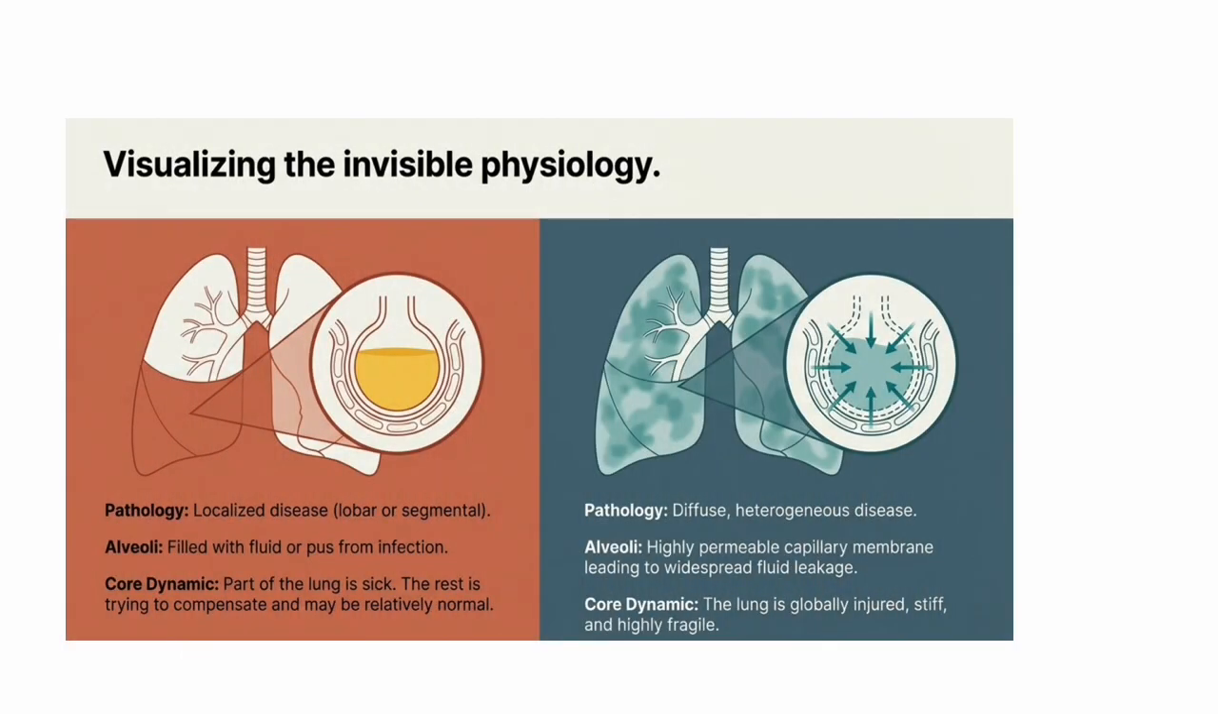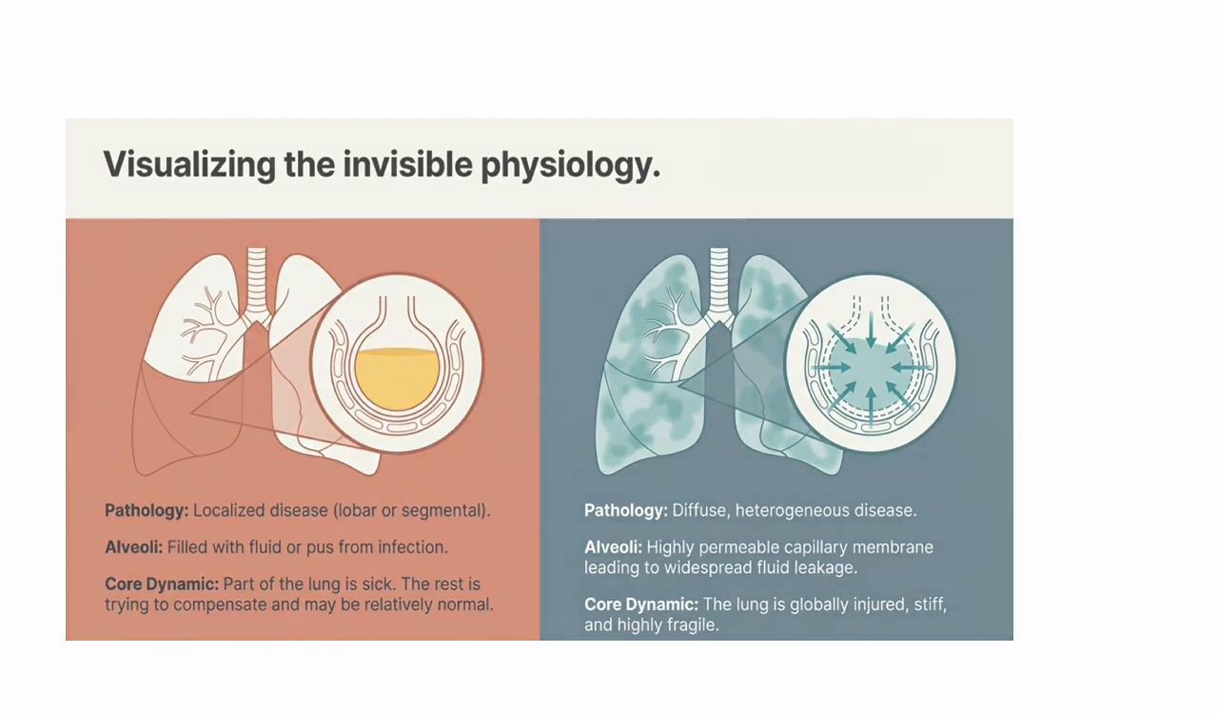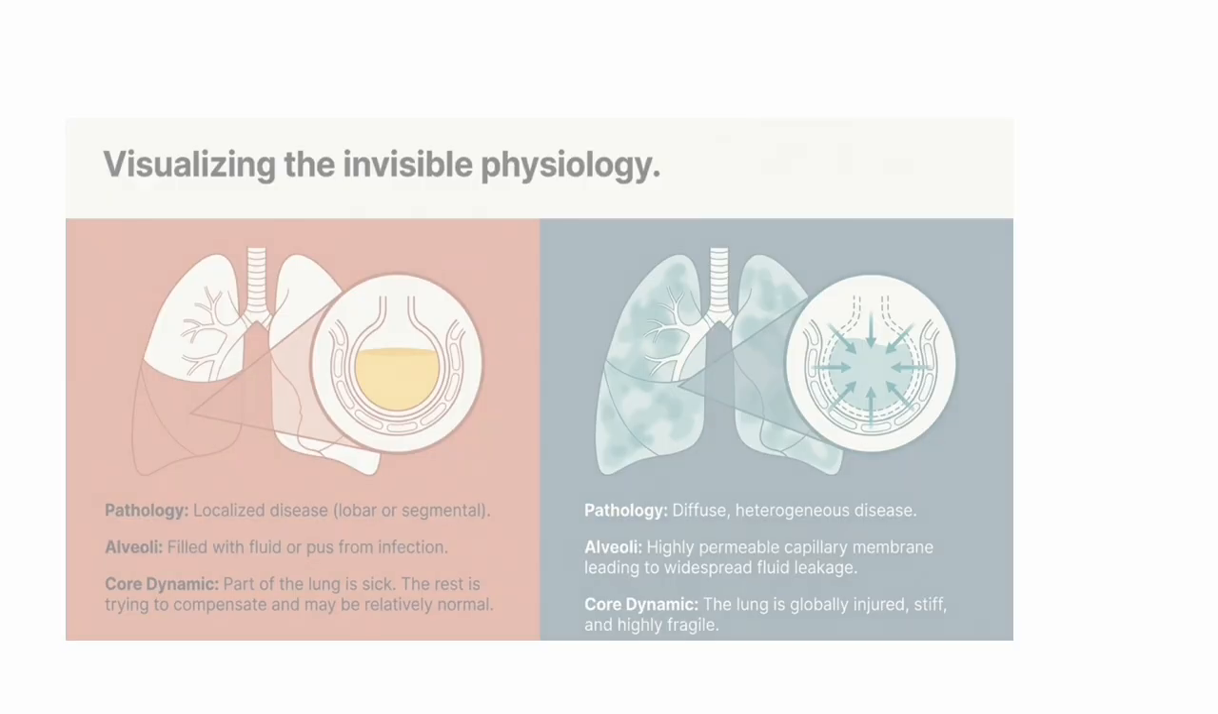On the right, ARDS. Everything changes. The injury is diffuse. The membrane becomes permeable. Fluid moves everywhere. Alveoli collapse. Others overdistend. The lung becomes stiff, fragile. There is no safe zone. And this is the difference. In pneumonia, we work with the lung. In ARDS, we must protect it. Because here, the smallest mistake is amplified.